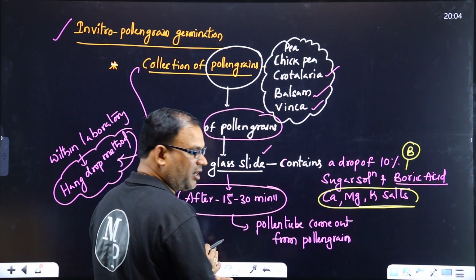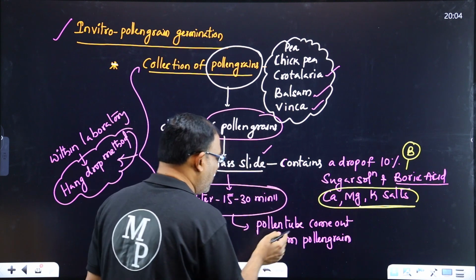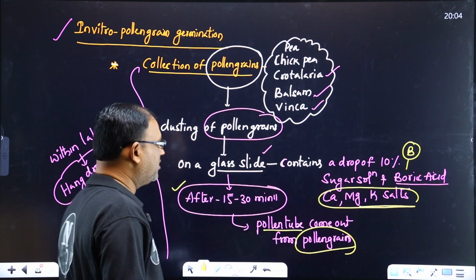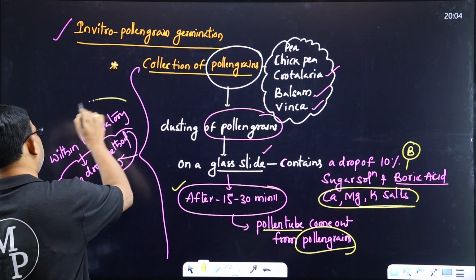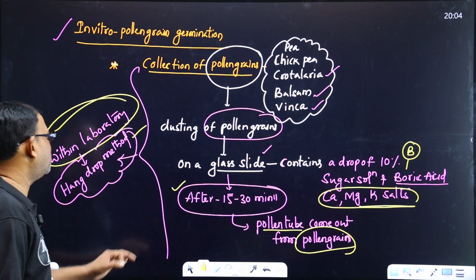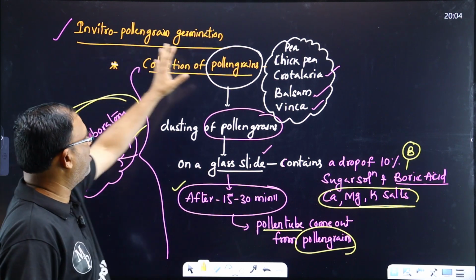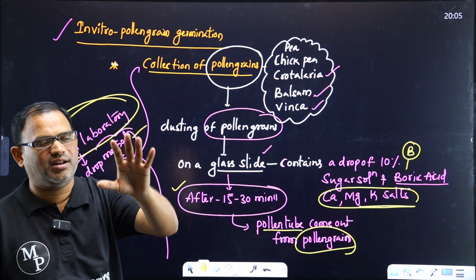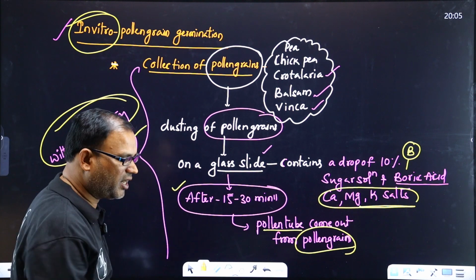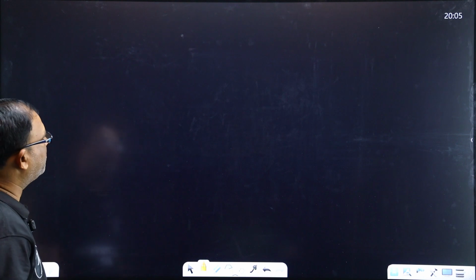Those pollen grains produce small tube-like structures. They are called pollen tubes, which come out from the pollen grains. This method completely takes place in laboratory condition. This is called the hang drop method, one of the concepts of in vitro pollen grain germination, that is, in test tube condition.